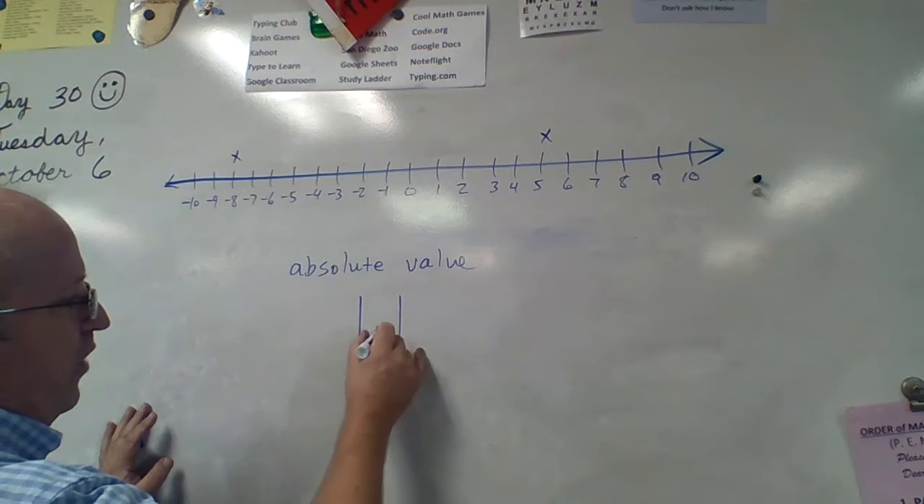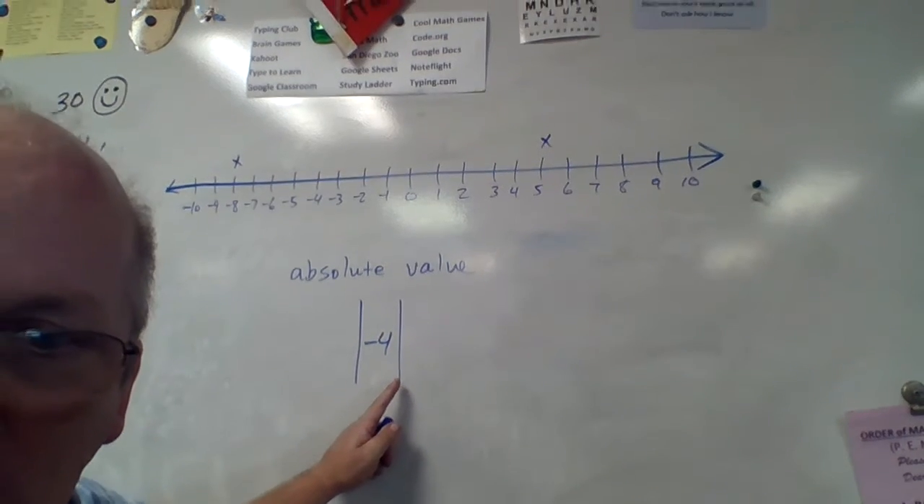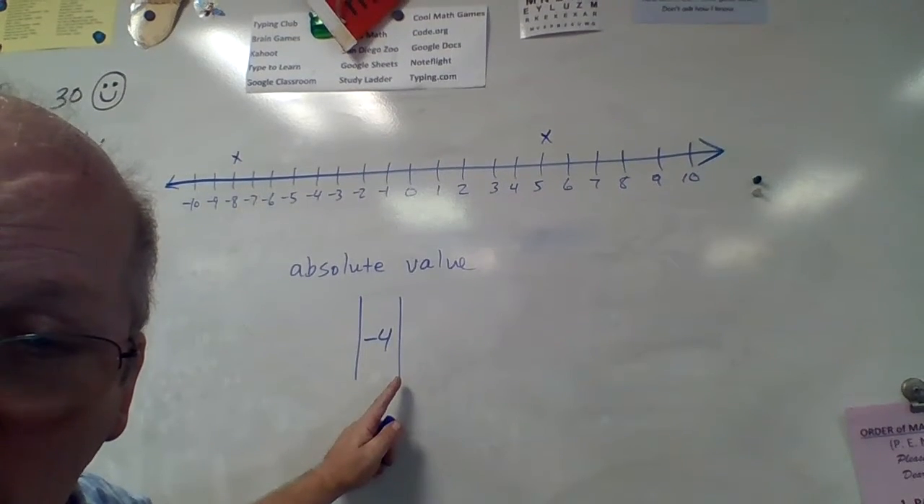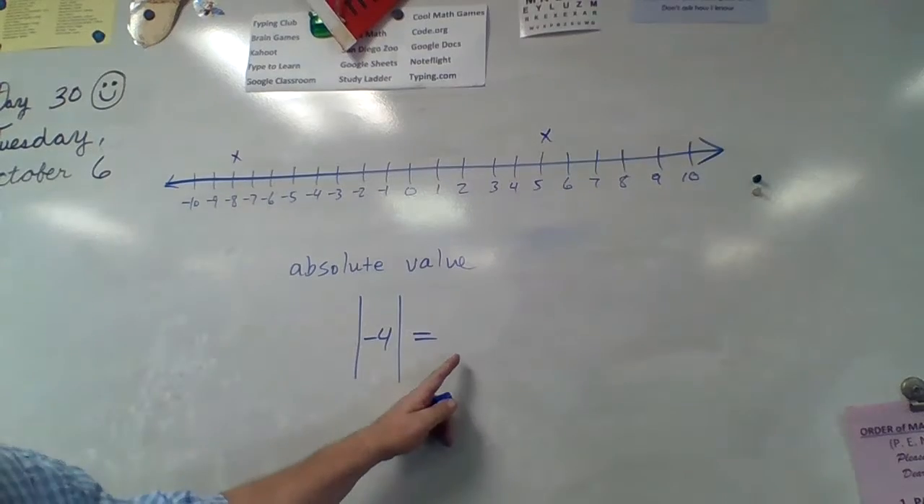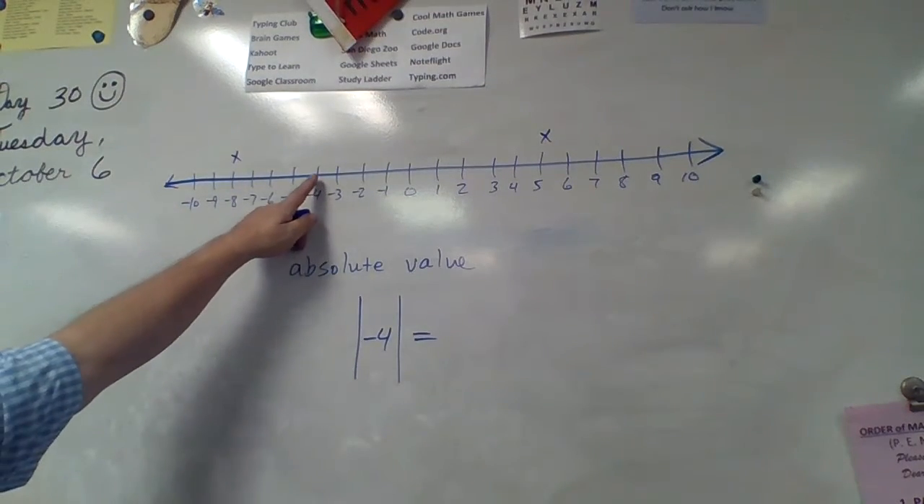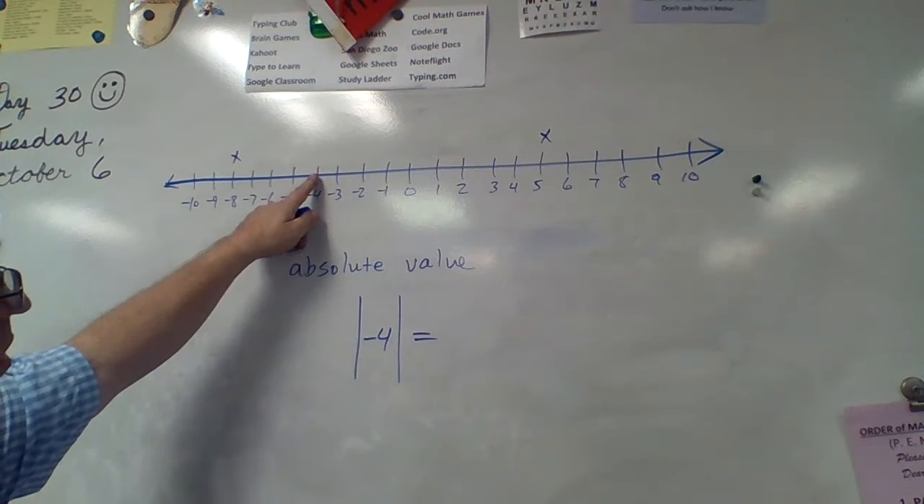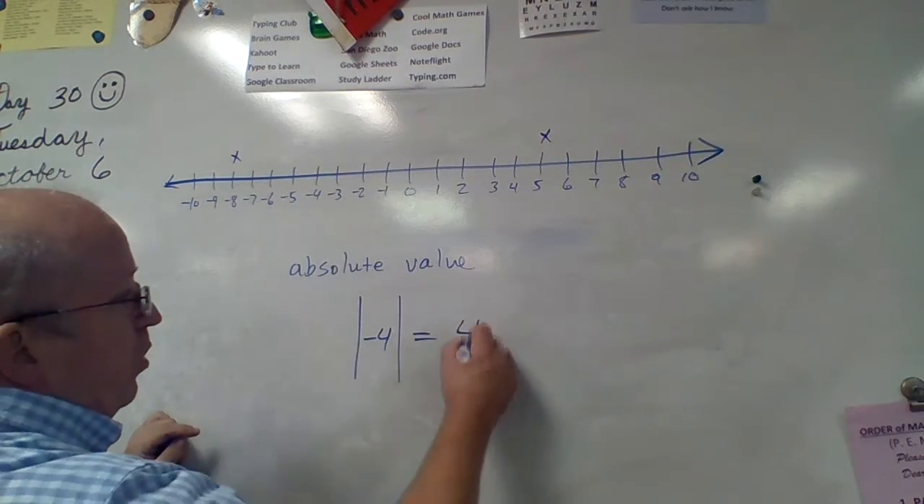So if I wrote the following on the board, I would read this in this fashion: the absolute value of -4. And if somebody said, figure out the answer to that, the only thing they want you to do is to figure out how many steps it would take you to get from here, -4, to here, 0. And the answer is 4.